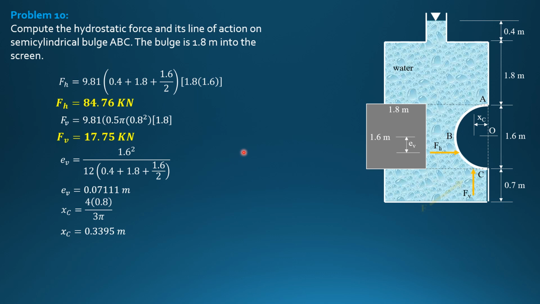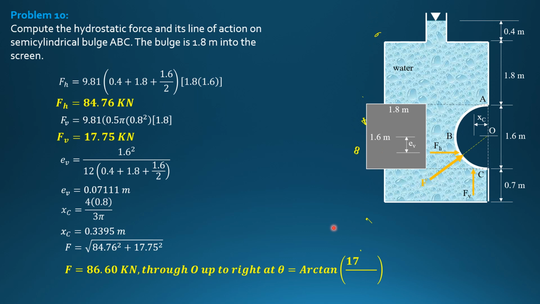of FV over FH. So that's F. The resultant force is square root of 84.76 squared plus 17.75 squared. So this should be specified because its line of action is clearly passing through point O. So F is equal to 86.6 kilonewtons through O up to the right through an angle theta of arctan of FV 17.75 over FH 84.76, or 11.83 degrees. So this theta here is 11.83 degrees up to the right. So that's it.